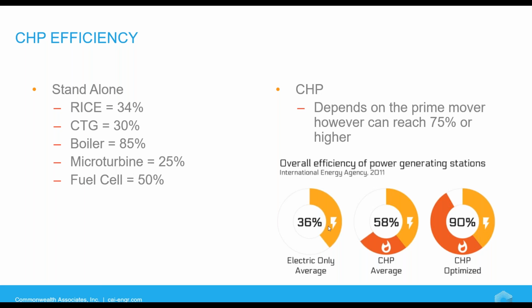All in all, you look at this chart down here, this graphic, right? Electric only average is 30%. Standard CHP is 58%, but when optimized with multiple technologies, we're seeing as high as 90%. And I'll reemphasize that the main benefits to install a CHP for you or your clients are reduced energy costs, better efficiency, and increased energy reliability.